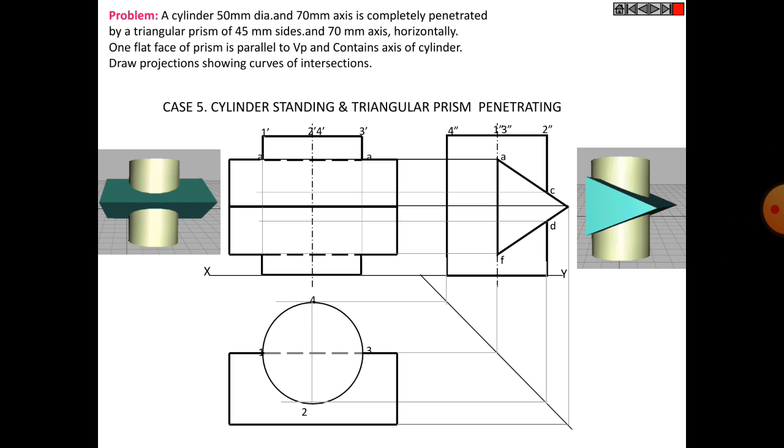After that, at the intersection of these lines, mark points and show the actual curves of intersection of the two solids, shown as AB, CD, A dash. Similarly, EF, DE, F dash. Thank you.